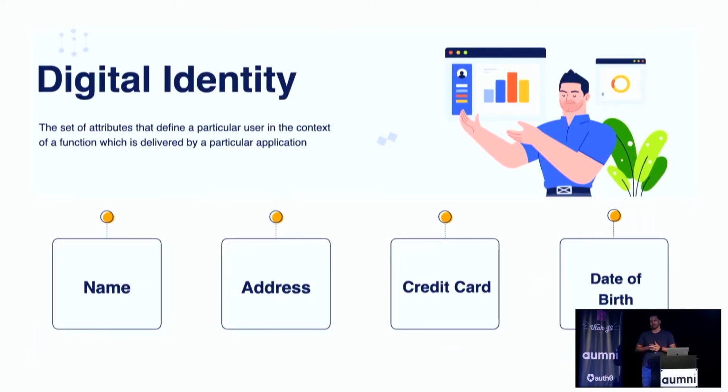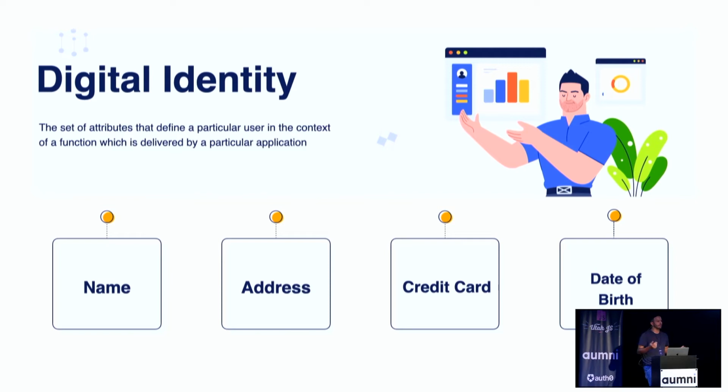So the first buzzword, digital identity. This is something that you'll hear a lot in my talk today, but the digital identity of a user is specific to an application. So it's going to be a bunch of attributes that make up your own identity within an application.